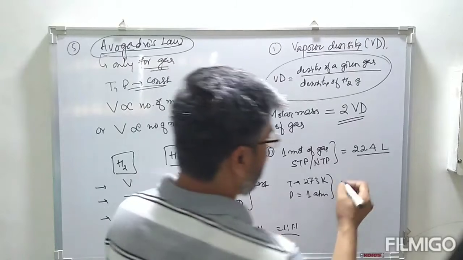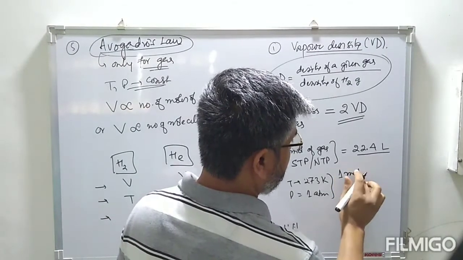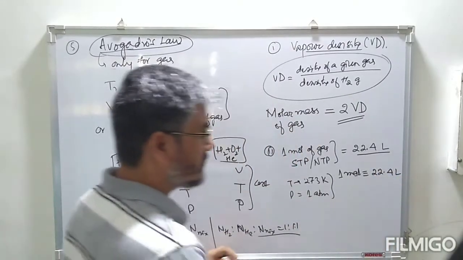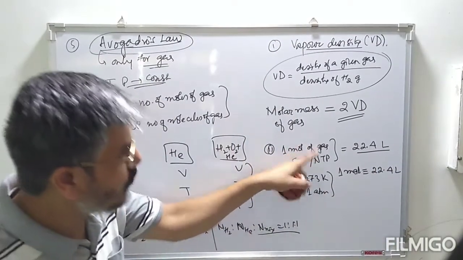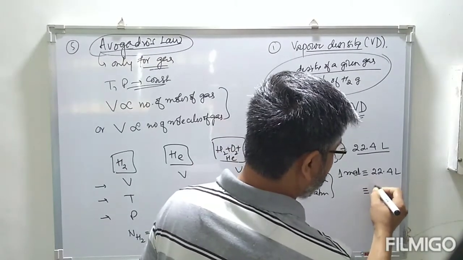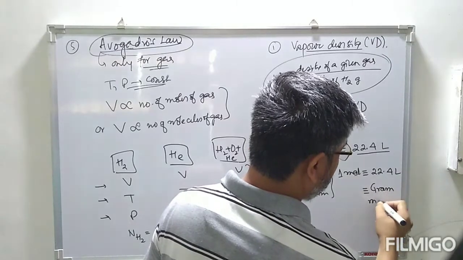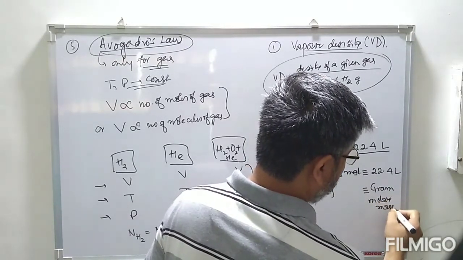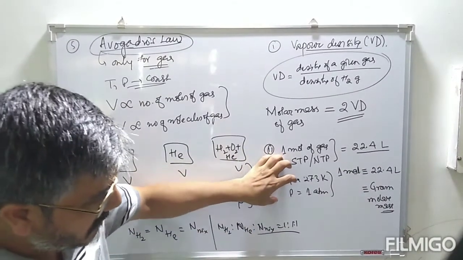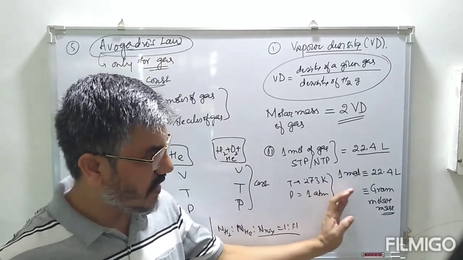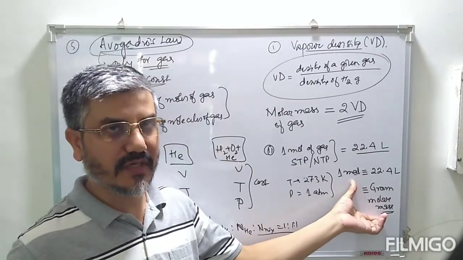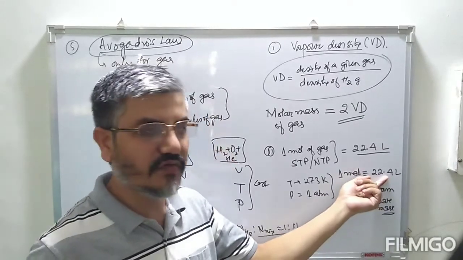So look at this. 1 mole is equivalent to 22.4 liter for gas. Now, mass of 1 mole is known as molar mass. So this is equal to gram molar mass. So mass of 1 mole or mass of 1 gram molecule or 1 gram atom, that is gram atomic mass or gram molecular mass, will always occupy the volume of 22.4 liters.